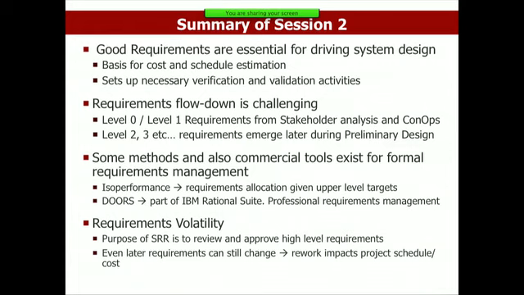And then the last point here is just because you passed SRR and you have high-level requirements approved doesn't mean that's the end of the story, right? The requirements will continue to be updated, refined, but you have to be very disciplined to keep that in check. If your requirements volatility is too high, then bad things can happen to your project. And I really recommend the reading on requirements volatility, some very, very recent data on that. Okay? So that's the end of the session for today.